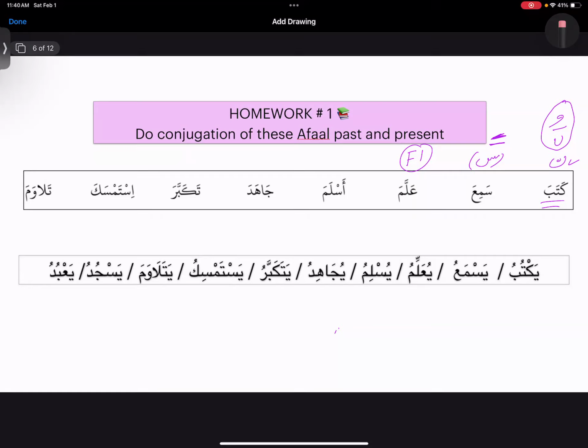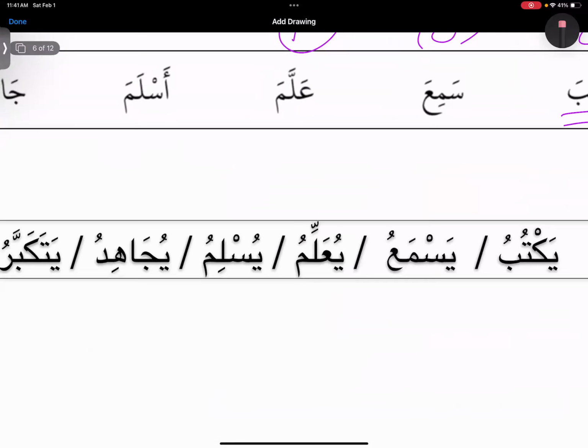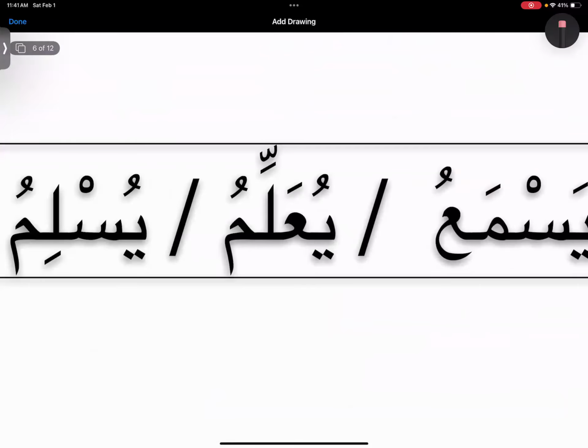Allama will become, I wrote over here, yu'allimu. So now you guys tell me what's going on. The first letter becomes the ya. The observation is that the sign of mudariya is taking a dhamma. In mudariya, sometimes you're going to see a fatha and sometimes you're going to see a dhamma.